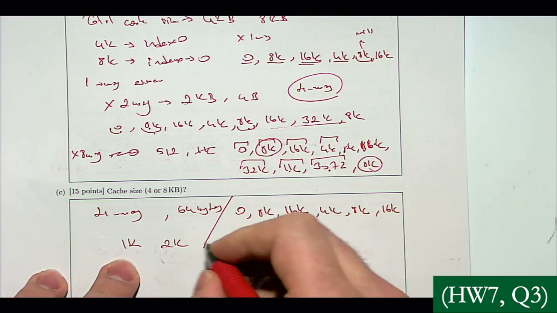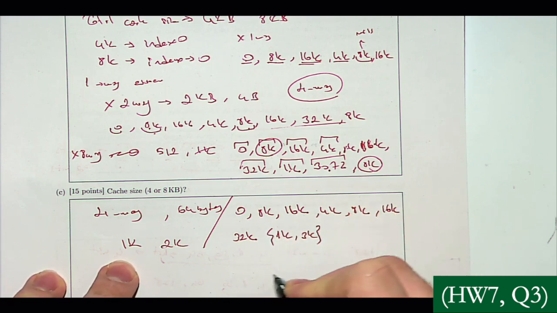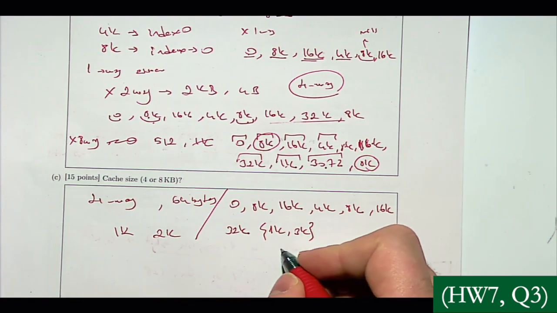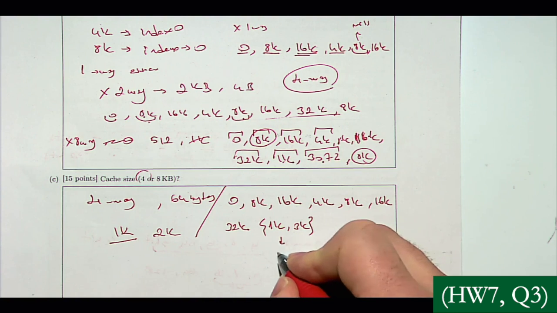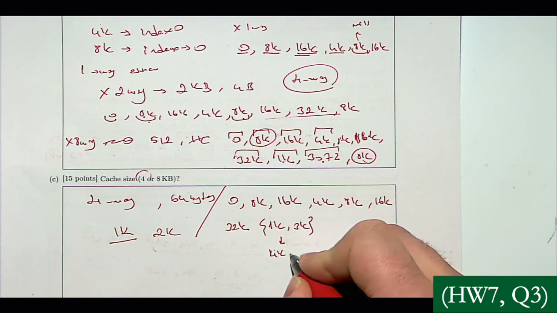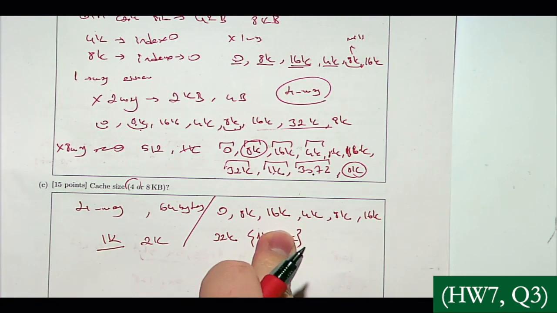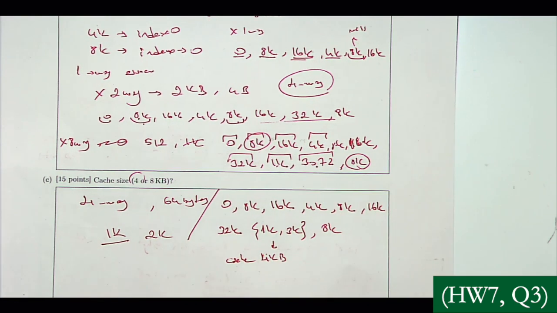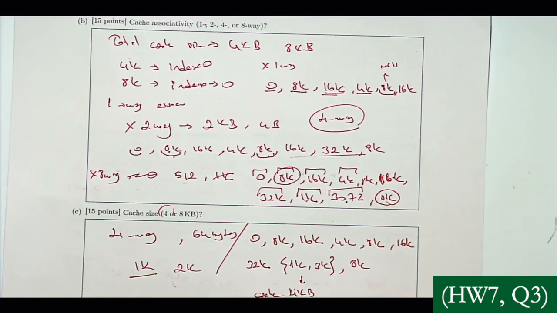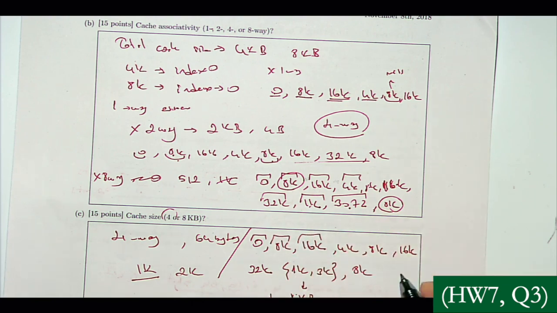So here comes the trick, basically. 1K and 3K will map to the same index if the size of the way is 1K. Basically, if the cache size is 4 kilobytes. So this is only possible if the cache size is 4 kilobytes. This won't be possible if the cache size is 8 kilobytes, because it won't map to index 0. And 8K, again, will map to index 0. We know that this is 4-way, so this will be put in cache, and then this one, and this one.